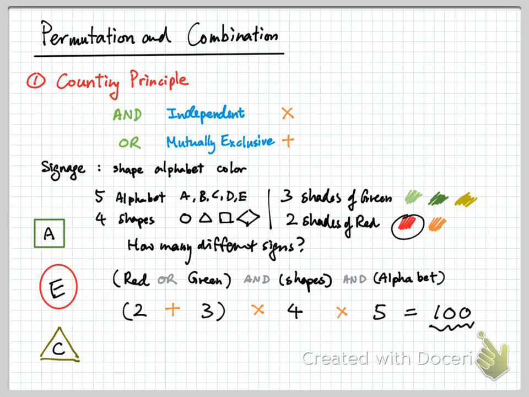Alright, it's time we take a brief recap. At the beginning, we talked about the counting principle, how to combine events with "and" or "or", depending on whether they are independent events or mutually exclusive events. So sometimes we multiply together, sometimes we add them together, depending on their nature.